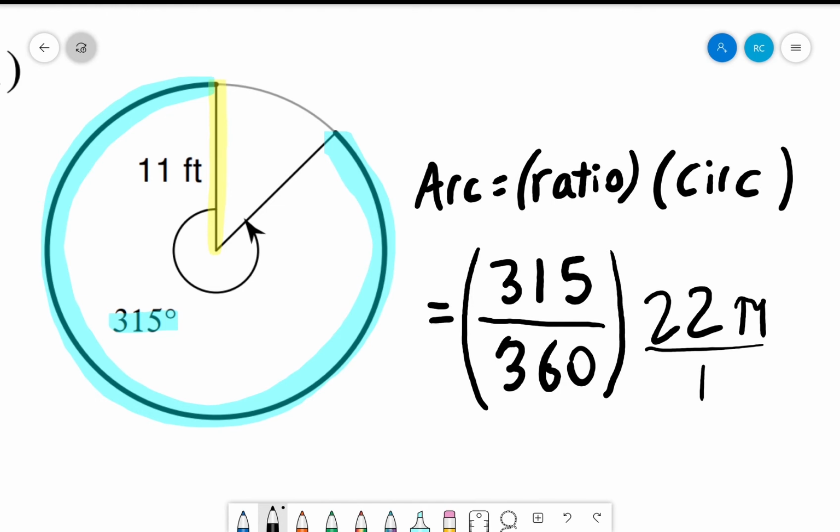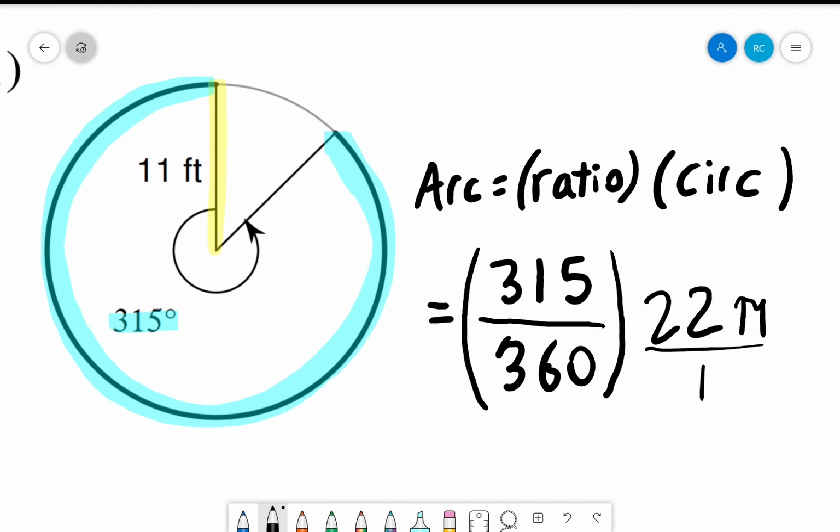Hey Google, reduce 315 over 360. Here's a summary from answers. Reduce 315 360ths to lowest terms. Find the GCD of numerator and denominator. 315 divided by 45,360 divided by 45.